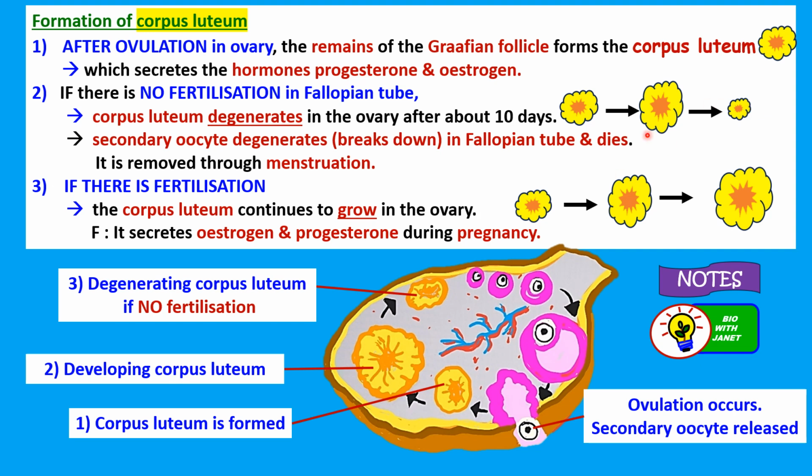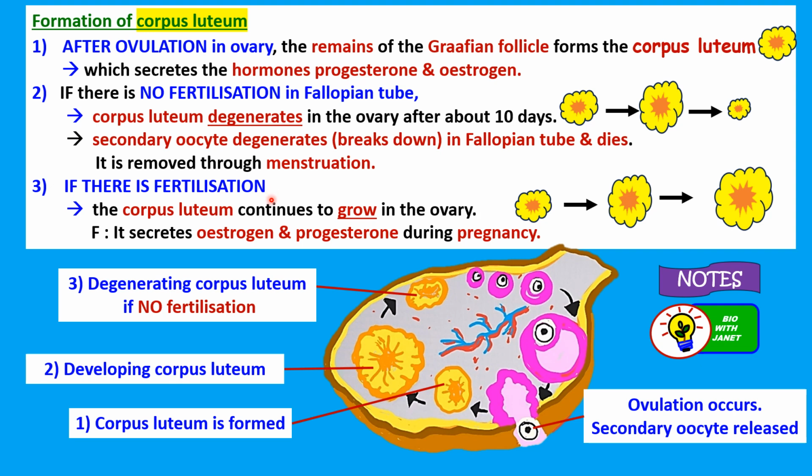Okay, now if there's no fertilization in the fallopian tube, the secondary oocyte that started its journey in the fallopian tube will degenerate or break down and die. So it will be moved into the uterus and then removed through menstruation when there's flow of blood and tissues coming out from the uterus.